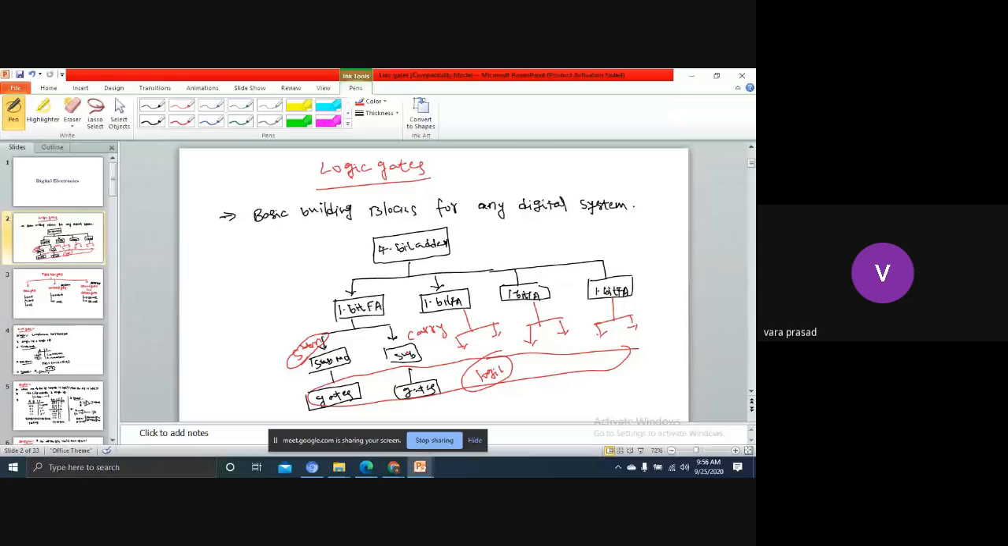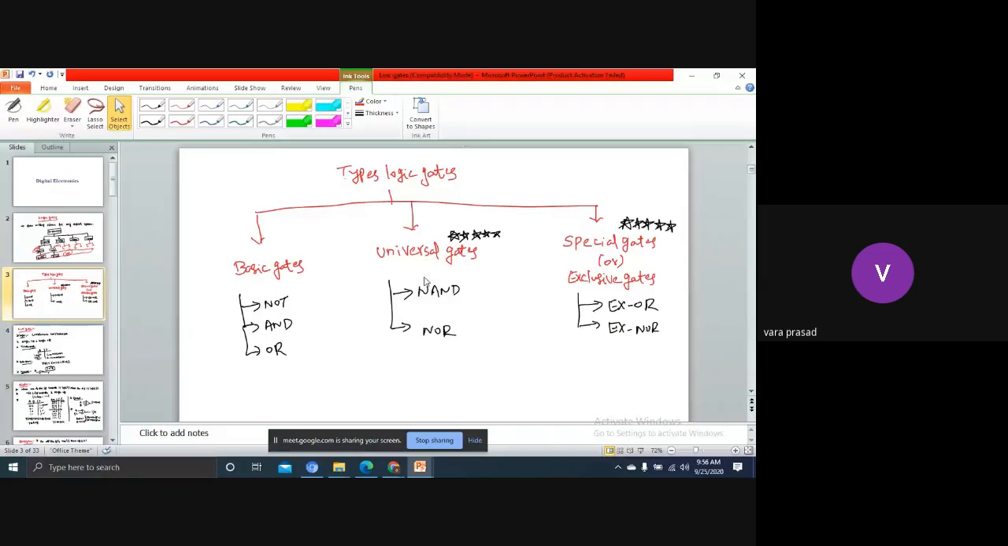Now, a very important thing: types of logic gates. There are three types. The first one is basic gates. They ask us 2 marks questions on this a lot of the time. In your final year we conducted the viva voce, and a lot of students didn't tell what the basic gates are. Please keep in mind, basic gates are not AND gate, OR gate.